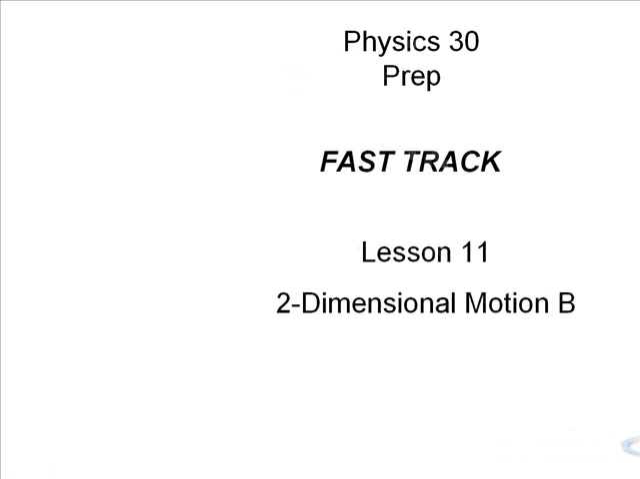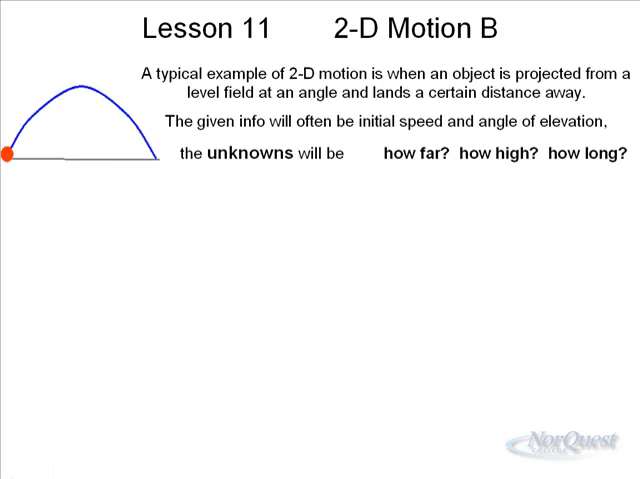The second type of two-dimensional problem that we'll look at is when you kick a ball or hit a golf ball, or any object that's thrown from a level field and lands at the same height, a certain distance away. So the given information will often be the initial speed and the angle of elevation. You're kicking a ball, not horizontally, not vertically, but at some angle from the horizontal.